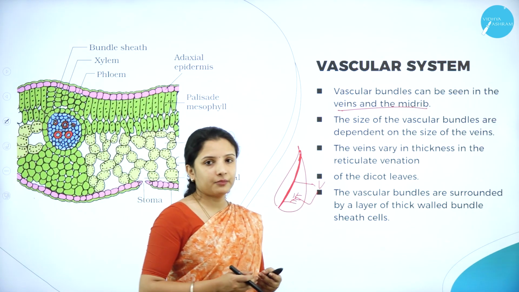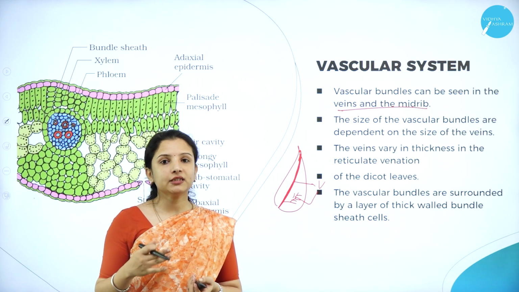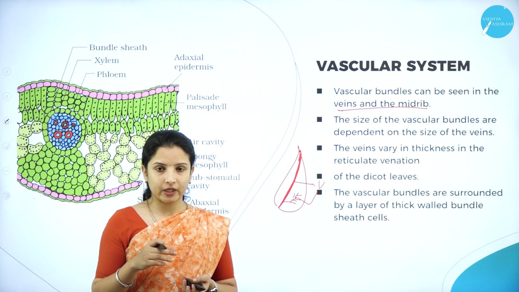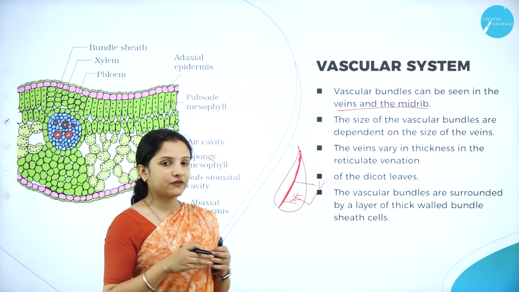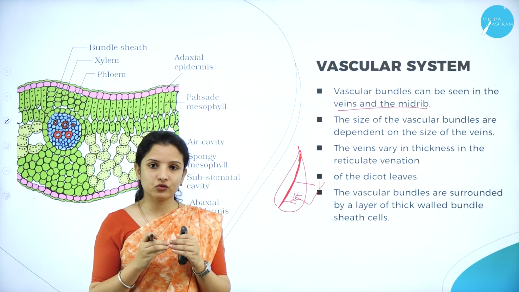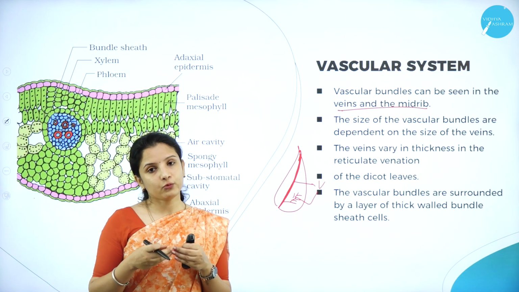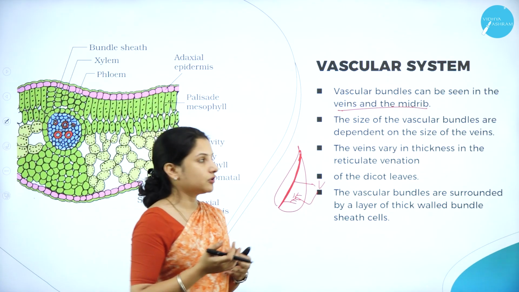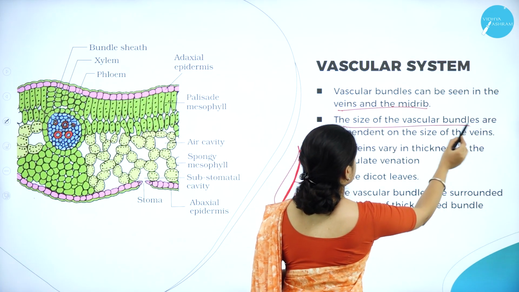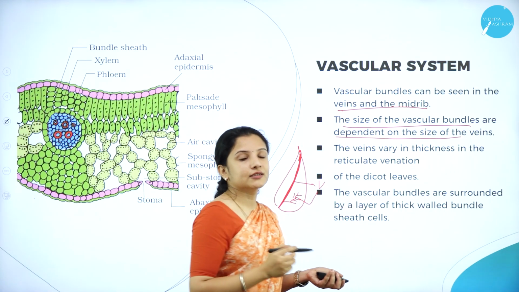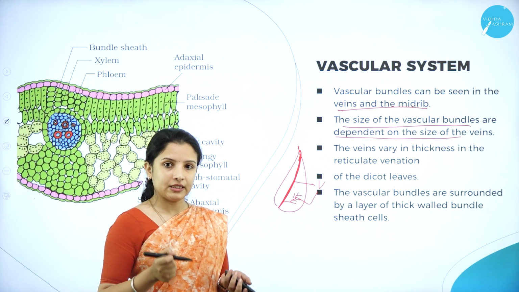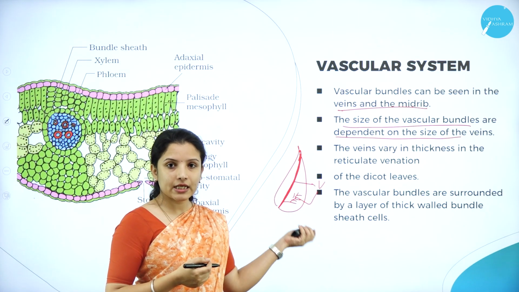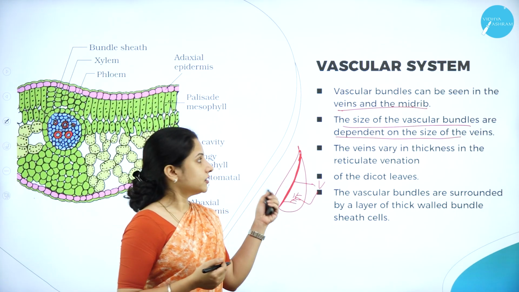And the size of the vascular bundle varies in different species of dicotyledonous plants depending on the size of the vein. If the midrib or the veins are very small and minute, then the vascular bundles are also very small. On the other hand, if they are very large, then the vascular bundles are also very large. Therefore, the size of the vascular bundles depends on the size of the veins present in the leaf. So what kind of veins? It is nothing but the reticulate venation in the case of dicotyledonous plants.